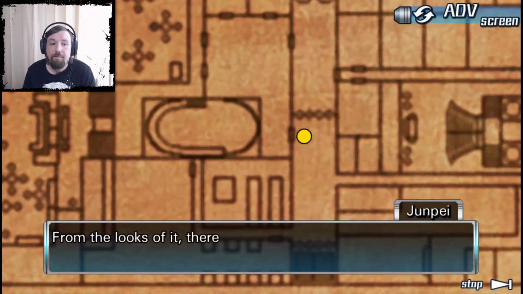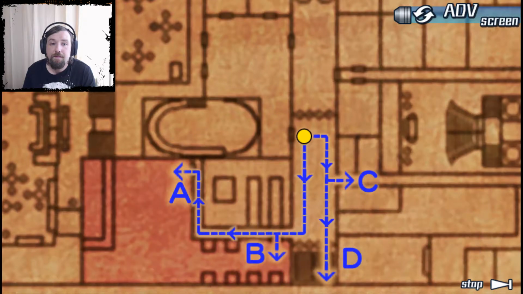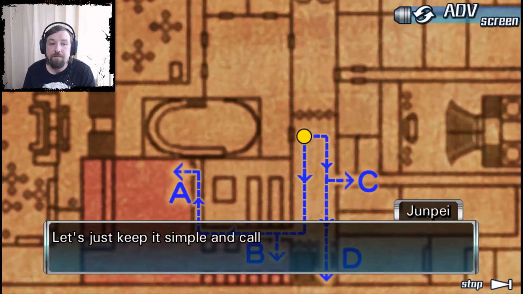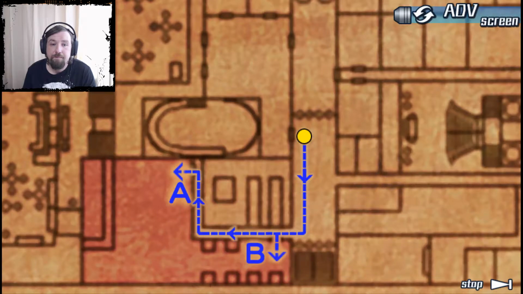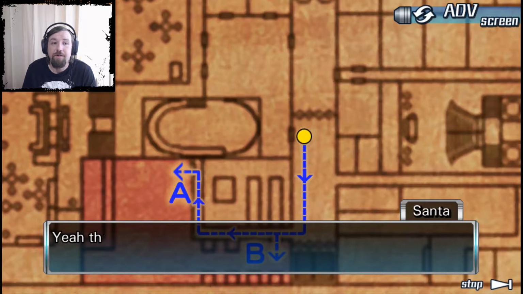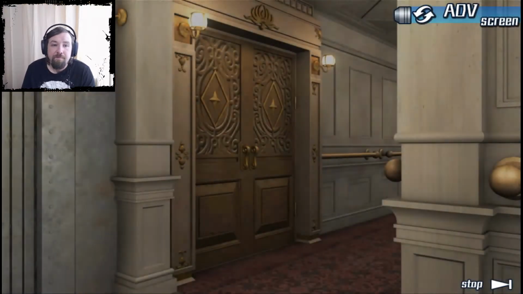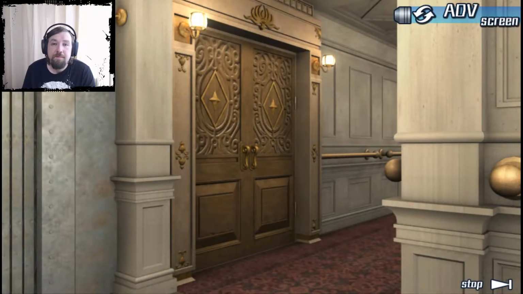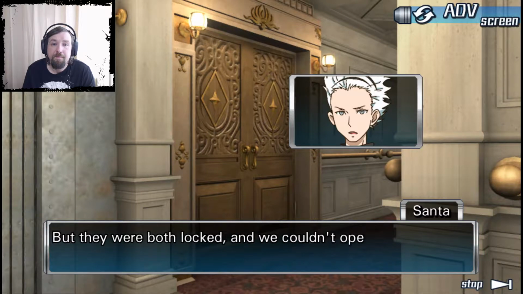From the looks of it, there are 4 possible routes. Okay. Let's just keep it simple and call them A, B, C, and D. First, A and B. They go to the same room. To a room that looks L-shaped. Correct. Yeah, there were 2 doors. But they were both locked. We couldn't open them.